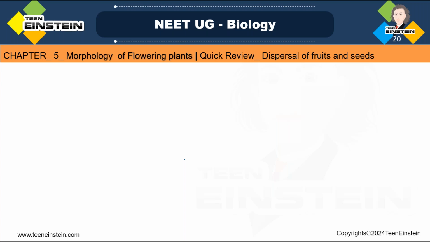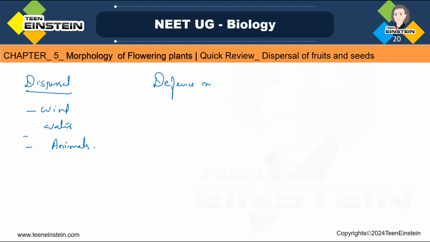Right. So wind is there, water is there, animals are also helping, and some defense mechanisms. These dispersal agencies are through wind, then water, and animals. The plant is also developing defense mechanisms in some cases, right? What all I can say, like thorns.